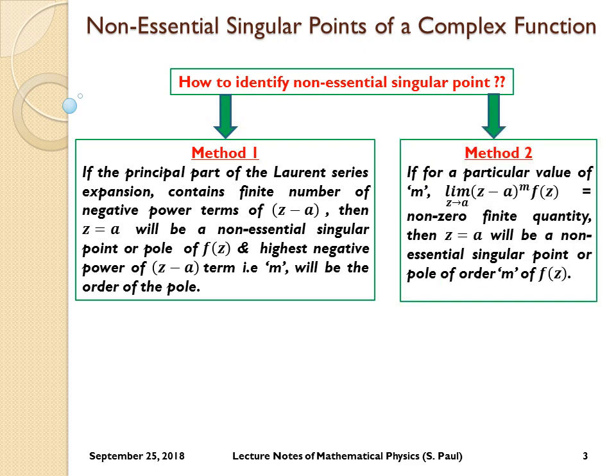The second method goes like this: if for a particular value of m, the limiting value of z minus a to the power m into f of z as z tends to a is a non-zero finite quantity, then z equal to a will be a non-essential singular point or pole of order m of the function.